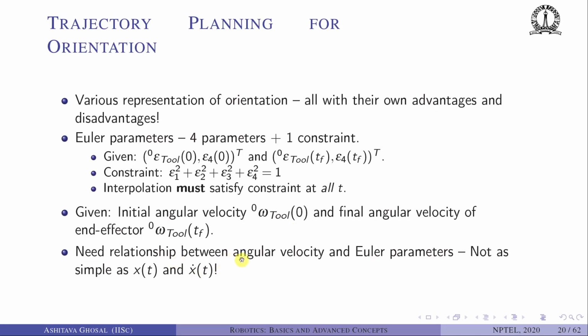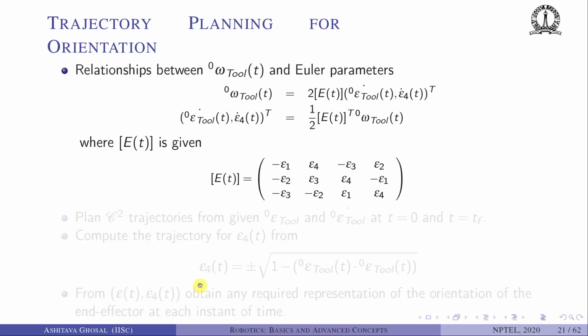So we need to find the relationship between angular velocity and Euler parameters. This is not as simple as x(t) and x dot(t). But it turns out that there is a relationship, which is why Euler parameters are used. The angular velocity of the tool coordinate system can be written in terms of the rate of change of the Euler parameters, epsilon dot and epsilon 4 dot, pre-multiplied by a matrix 2E.